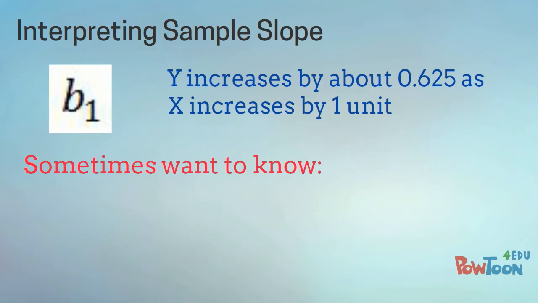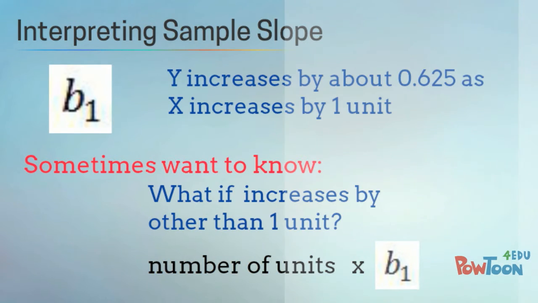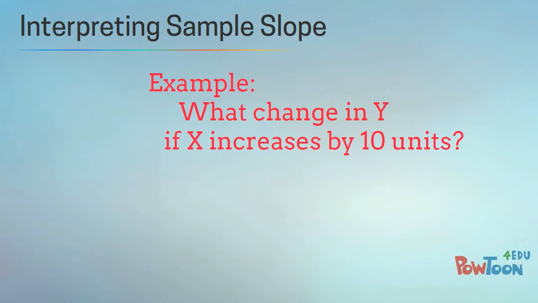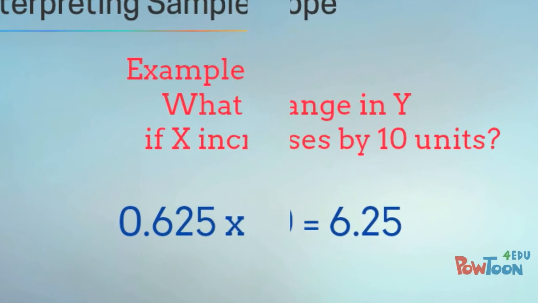Sometimes we might want to know what the estimated change in y is if x increases by some number of units other than 1. In this case, we take that number of units and multiply by the value of b1. For example, to estimate how much y will change if x increases by 10 units, we take 0.625 times 10, which is about 6.25.